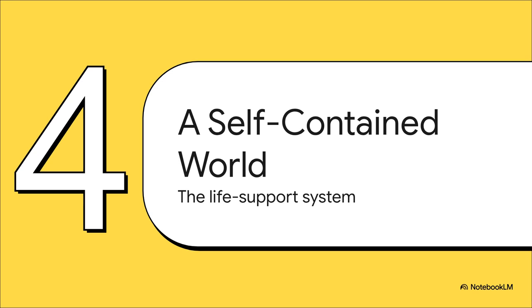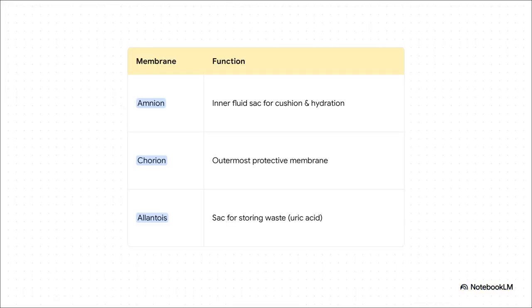Now the embryo needs to build its own private, self-contained world. It needs a life support system that will protect it and sustain it inside that hard eggshell. And it does this by creating a few specialized membranes. You get the amnion, which forms this fluid-filled sac right around the embryo. It's like its own personal shock absorber, its own private pond to keep it from drying out. Then you've got the chorion, which is the outermost layer, kind of like a big bag that encloses everything.